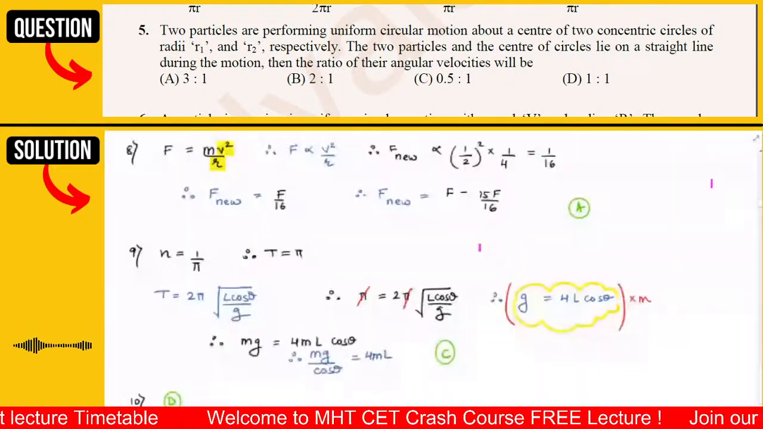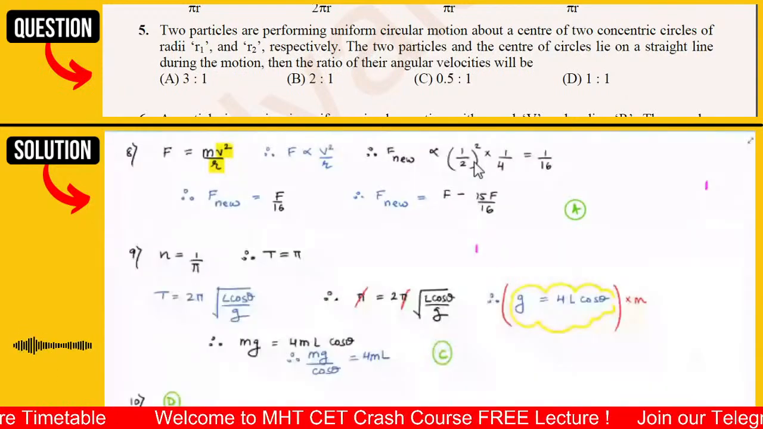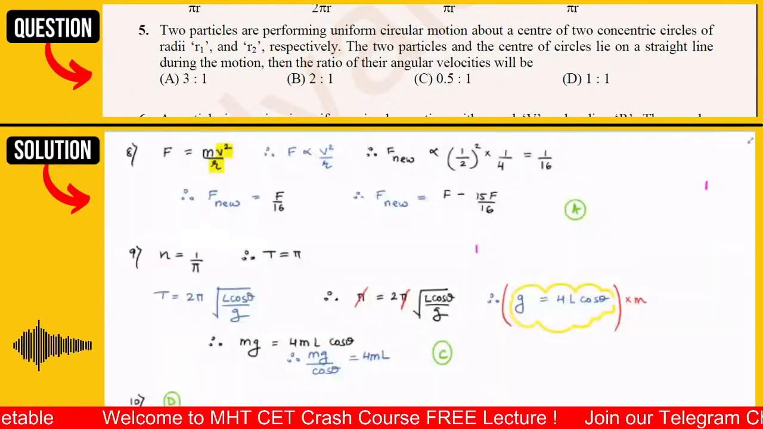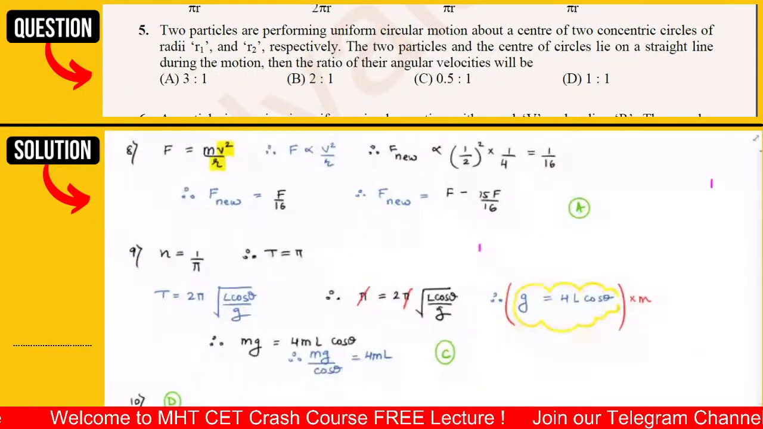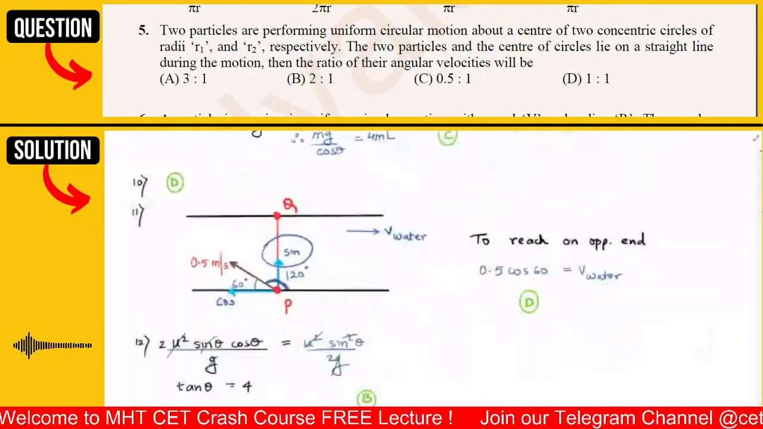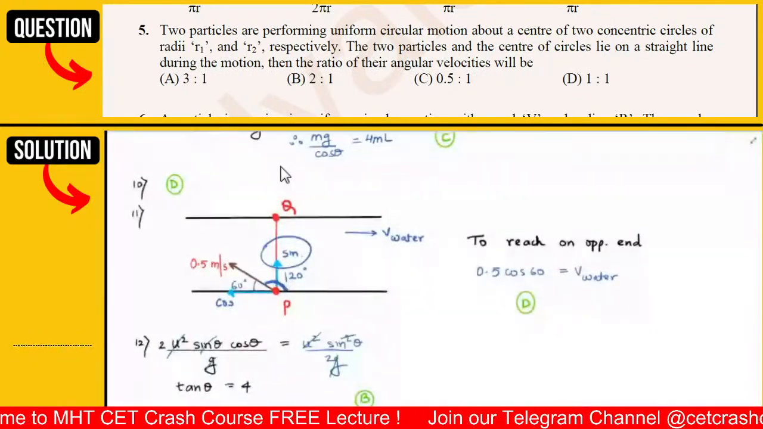We multiplied with m so that we can find tension, beta. In the formula for tension, mass is coming. That's why. That brings us to the 10th question, students.